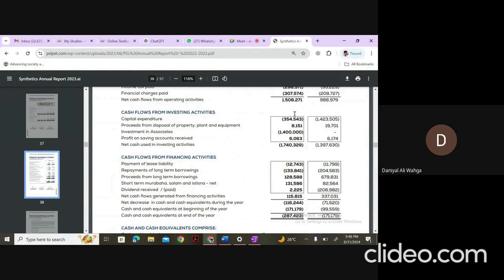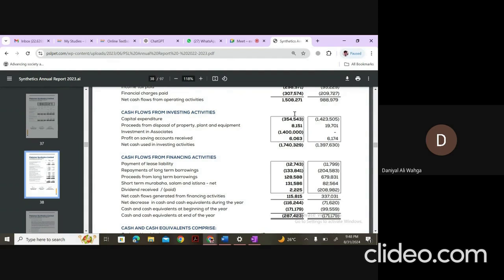The normal cash flow of the company normally has the operating activities answer positive, the investing activities answer negative, and the financing activities answer positive. Why? Because the business is producing cash, the activities are generating cash, the investments are being made, and for those investments, the financing activities are generating cash. Okay, so this is basically the cycle which runs, and this represents a normal cycle.